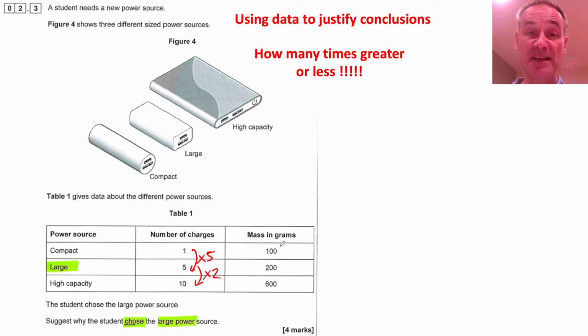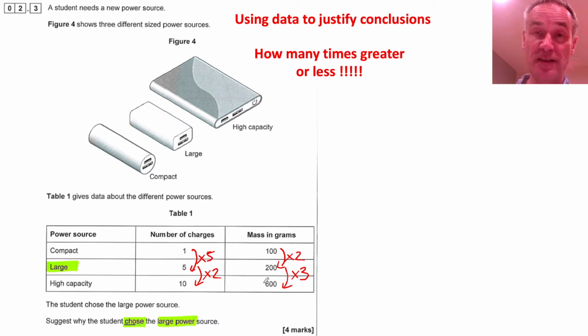So let's look at mass. The large is twice as heavy as the compact, but look at the high capacity. It's 600 divided by 200, it's 3 times heavier. So remember to talk about how much more it is in terms of doubling or tripling, not that this is 100 more, and this is 400 more.